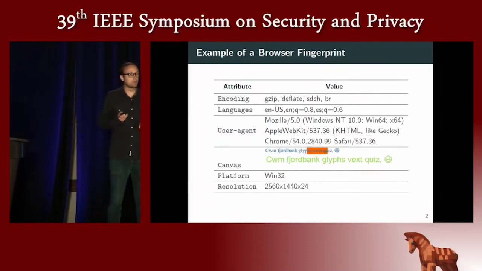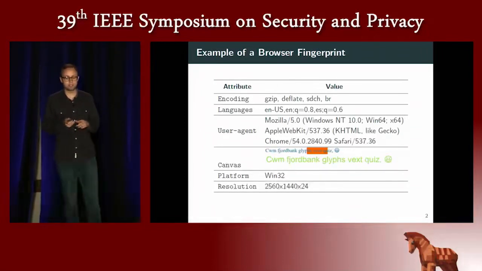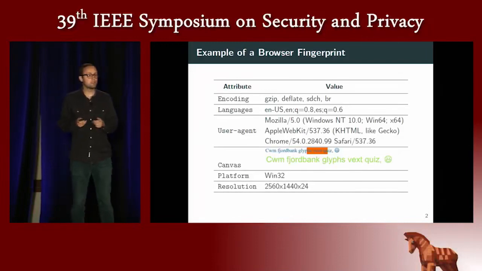What we call a browser fingerprint is simply the combination of attributes that are either sent by the browser, such as some HTTP headers, for example, the encoding headers, the languages, or the user agent, or other attributes that can be collected in the browser using JavaScript, such as the canvas, the platform, or the screen resolution.